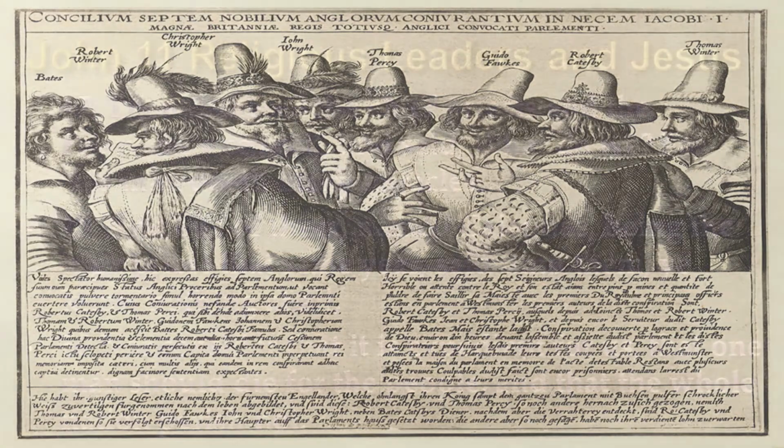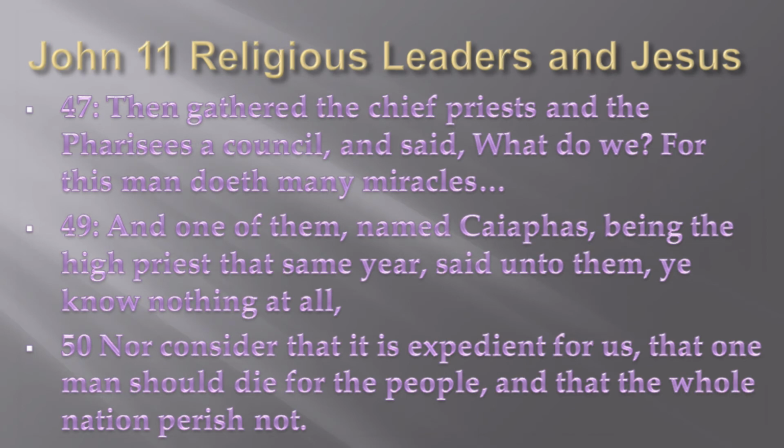You can read John 11, and it says, "Then gathered the chief priests and the Pharisees a council, and said, What do we? For this man doth many miracles." And then in verse 49, "And one of them, named Caiaphas, being the high priest that same year, said unto them, Ye know nothing at all, nor consider that it is expedient for us that one man should die for the people, and the whole nation perish not."